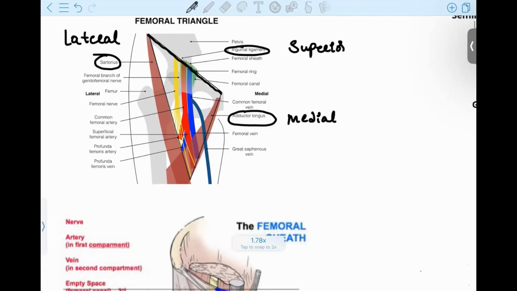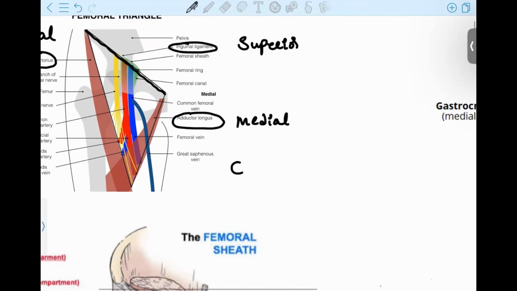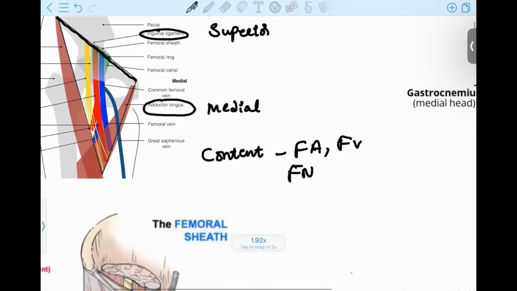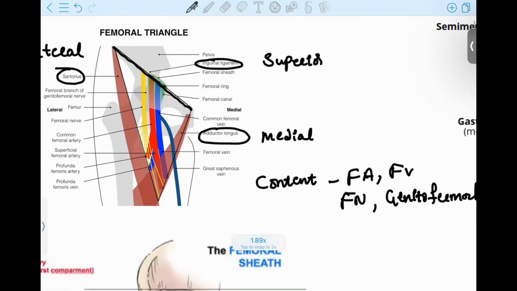And what is the content, guys? What is the content of the femoral triangle? Remember, your femoral artery and femoral vein are present here, and the femoral nerve is also present in the content. Along with that, we also have the femoral branch of the genitofemoral nerve. So this is the triangle, and these are the contents. That is very important.